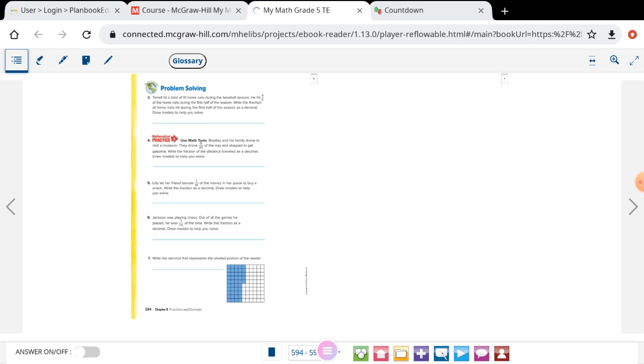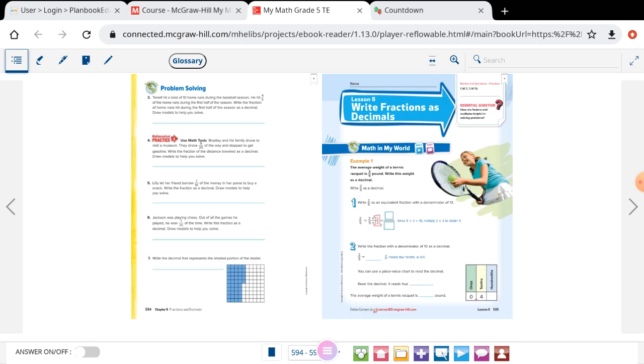Why do you think I chose this, even though we just traded books? So we were in chapter 1, now we're in chapter 8. Why do you think I chose to do this lesson next? Kinley? Yeah, we've been doing the decimal form of fractions and the fraction form of decimals, right?